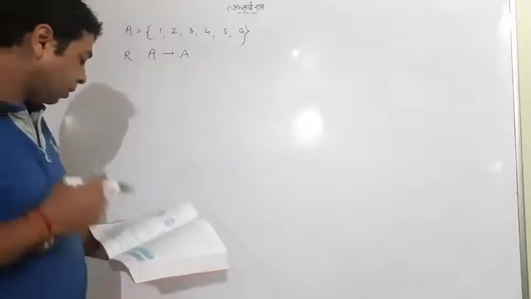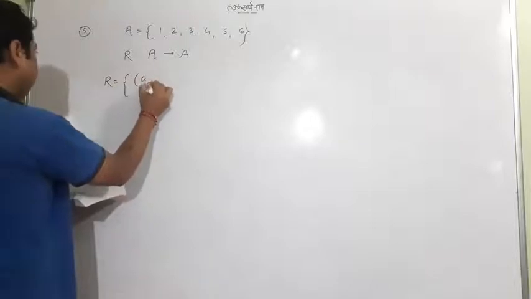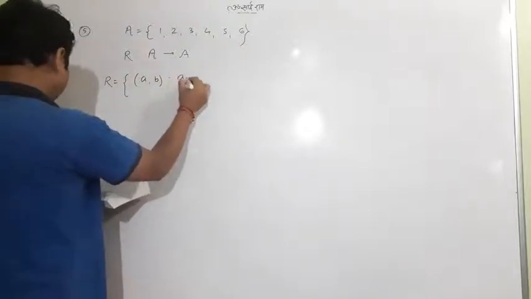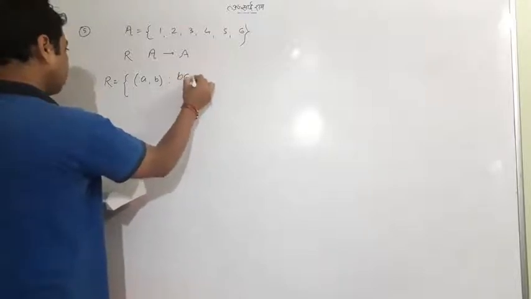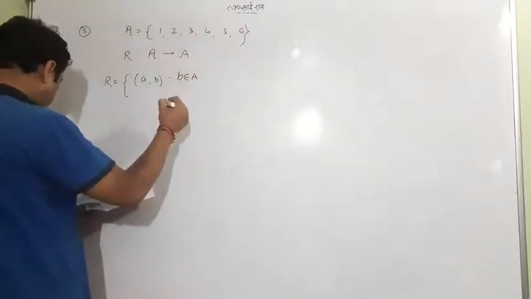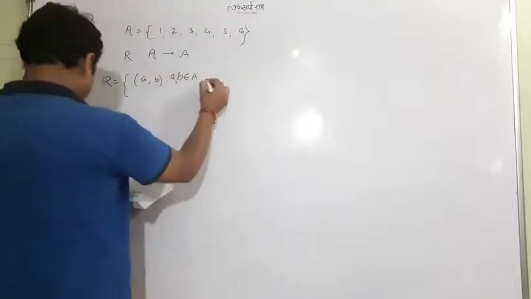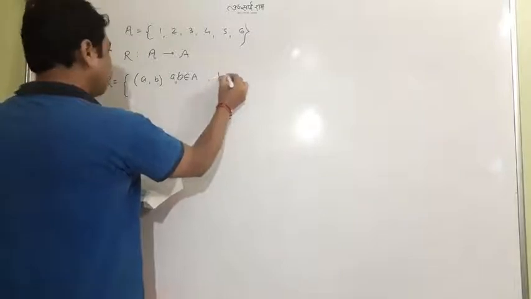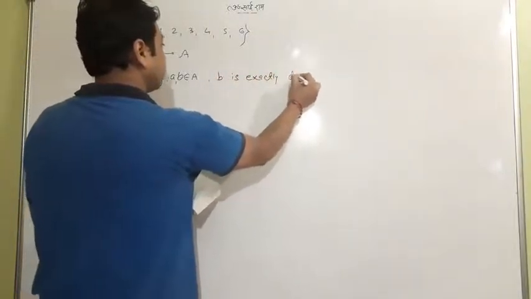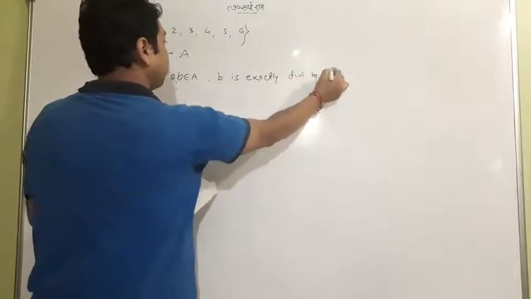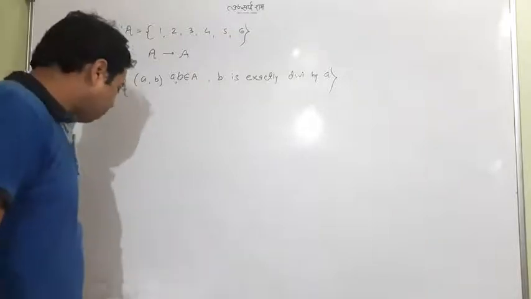And next, the sentence: relation R is given like (A, B), where A and B belong to A, such that B is exactly divisible by A. Try to understand the language. B is exactly divisible by A.